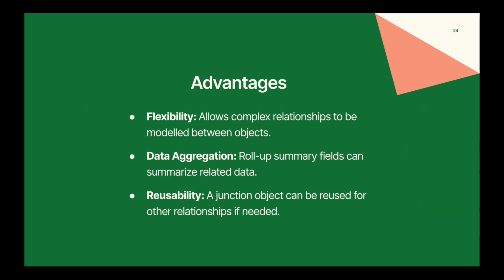Now, what are the advantages of a many-to-many relationship? First is flexibility. It allows complex relationships to be modeled between objects. Data aggregation: as it involves master-detail relationship, roll-up summary fields can summarize related data. Then reusability: a junction object can be reused for other relationships if needed. If we have some other scenario where a lookup relationship or any other kind of relationship is required, we can use it for that as well.